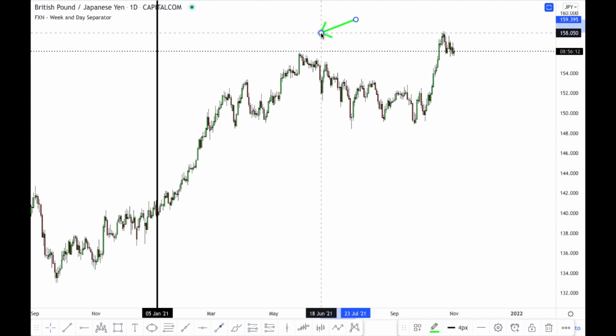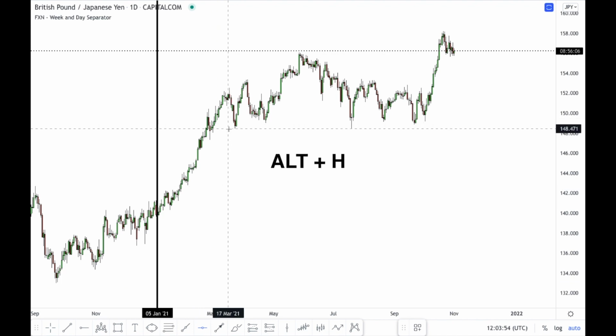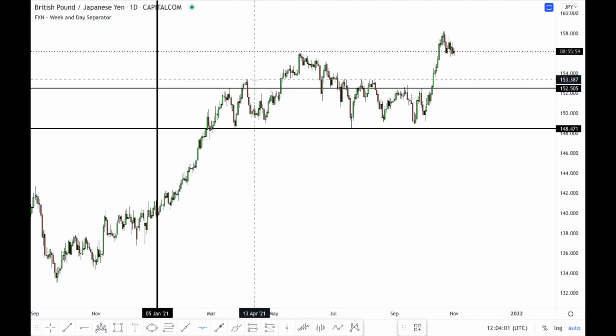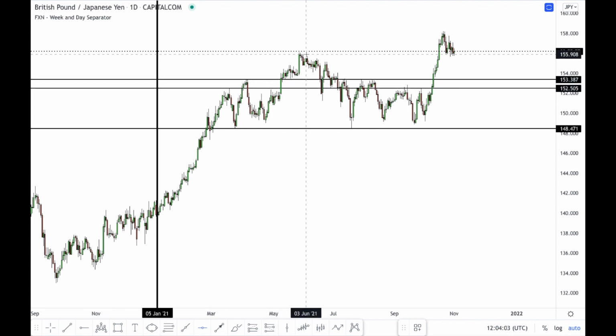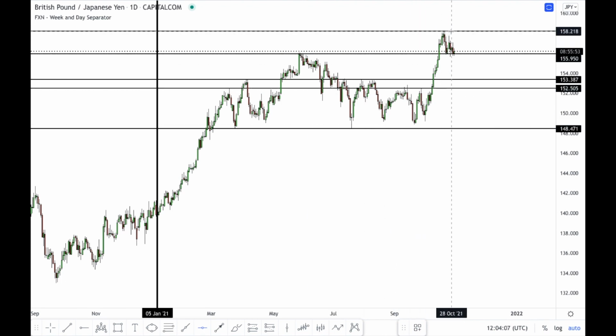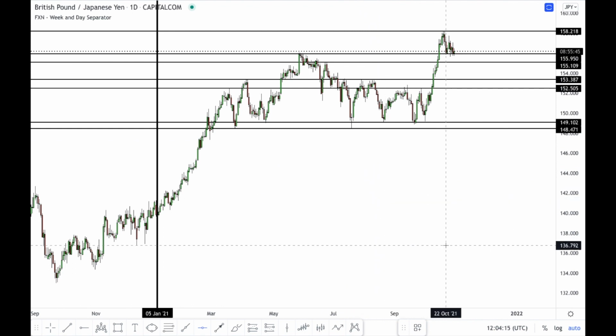So now what I'm going to do is very simple. I'm going to just go over to here with my horizontal tool, or I can press Alt and H, and on those levels, I'm just going to start to draw my support and resistance, just like this. And there you go. It's really as simple as that.